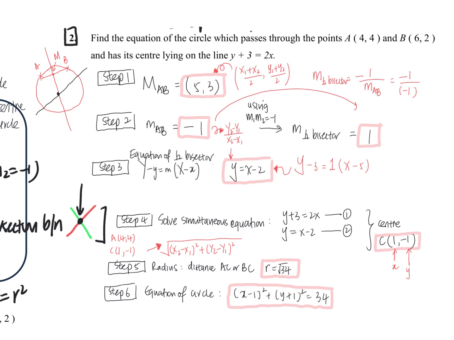Okay, so these are the main 6 steps. The formula for finding midpoint, for finding gradient, for finding perpendicular line, for finding equation, solving simultaneous, finding distance, and equation. So everything that you have learned earlier on appears here. So you can understand now why circles is taught in term 3, because every other thing you have learned earlier in the year.